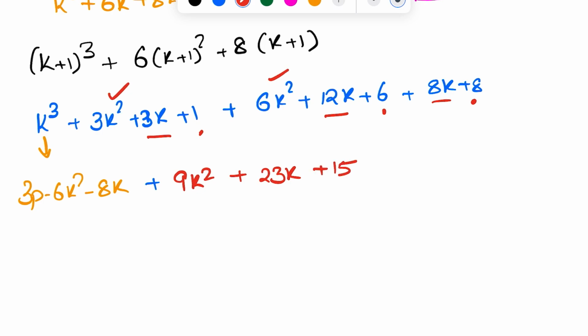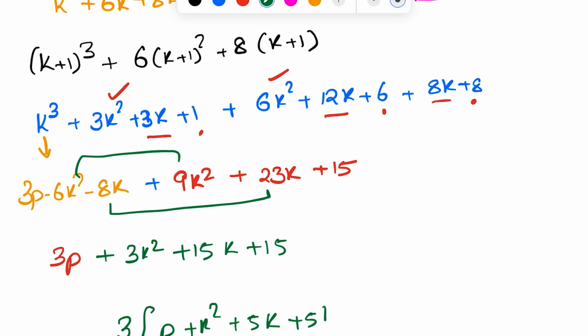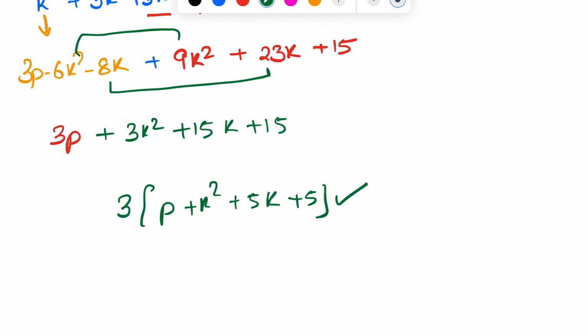So what does that become now? 3p. 9k square minus 6k square is 3k square. And 23k minus 8k is 15k, plus 15. Can I take 3 common from everything? p plus k square plus 5k plus 5. Therefore, it is divisible by 3 for n equals k plus 1. So by the principle of mathematical induction, it is true.